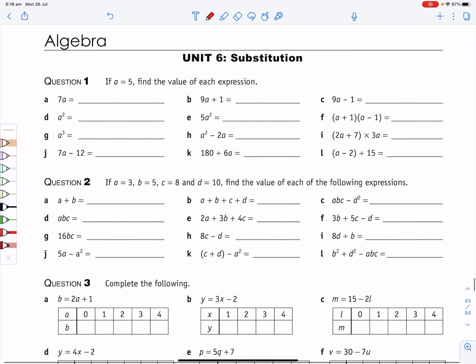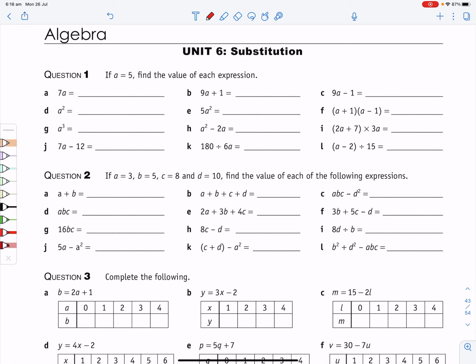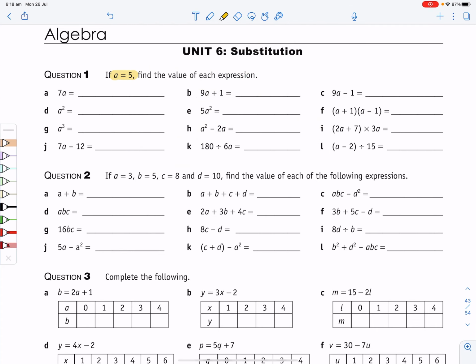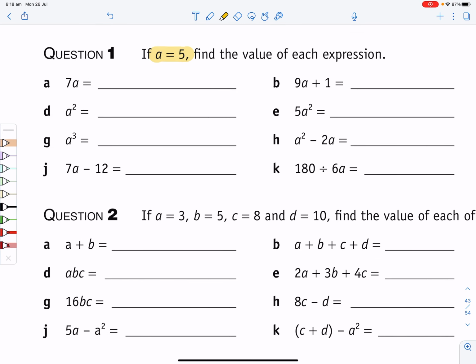Okay, moving along now to substitution. They've told us in this question that a is equal to 5, and now they want us to find the value of 7a. Well, if a is equal to 5, you're going to write here 7 times 5. You're going to replace that a there with 5. 7 times 5, which is equal to 35.